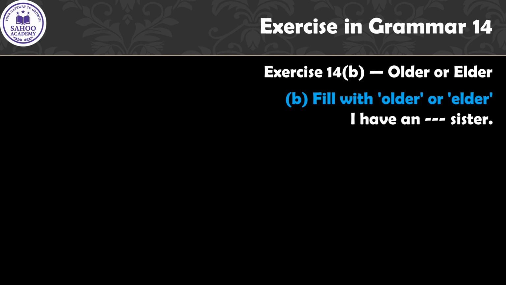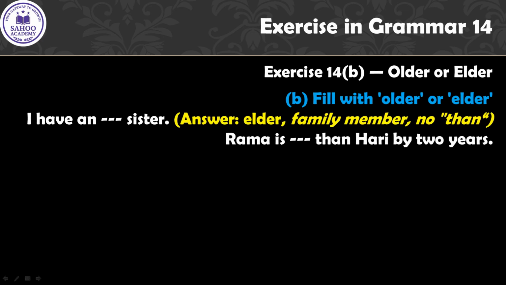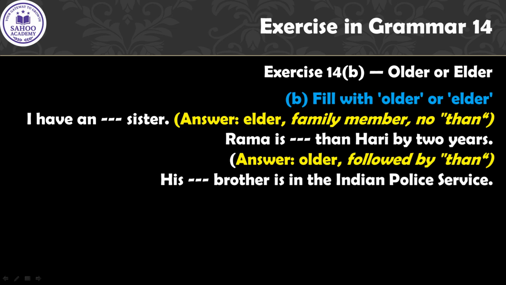Now let's solve the sentences one by one. First one, I have one dash sister. Yes, the answer is elder, because the sentence is talking about a family relation and so we use elder. The answer will be I have an elder sister. Then the second one, Ramo is dash than Hari by 2 years. Here we can clearly see the word than, so we must use older, not elder. So the answer will be Ramo is older than Hari by 2 years. Clear?